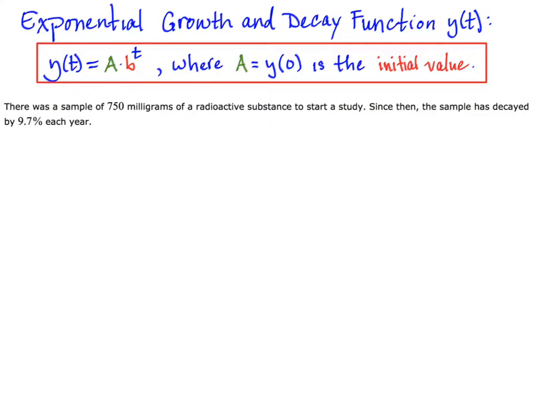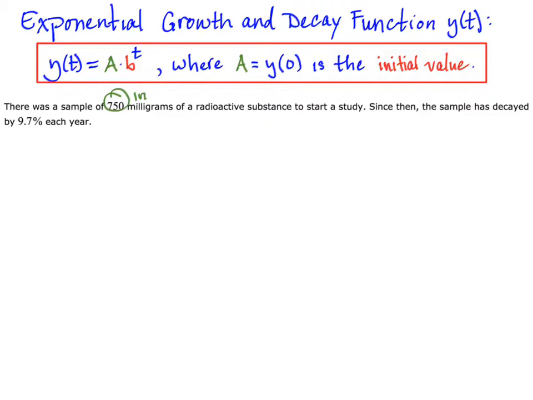So in this example, which isn't on that worksheet, it says there was a sample of 750 milligrams of a radioactive substance to start a study. Since then, the sample has decayed by 9.7% each year. So let's try to write down a function that describes the amount of this radioactive substance at time t. And here t is in years because it says each year.